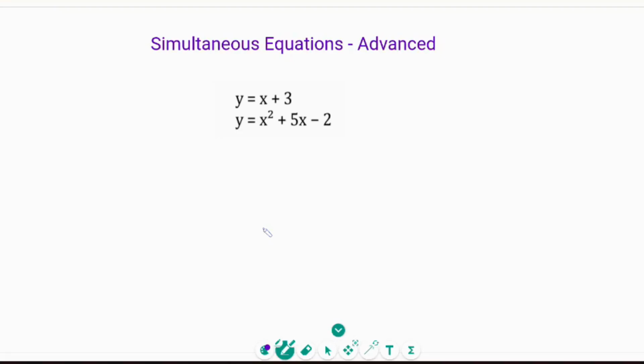Today we will be looking at advanced simultaneous equations. This is where we have one linear equation and a quadratic equation. So in this case here, what we're trying to do first is get an equation all in x or all in y. Since both of these equations are equal to y, we can put them equal to each other.